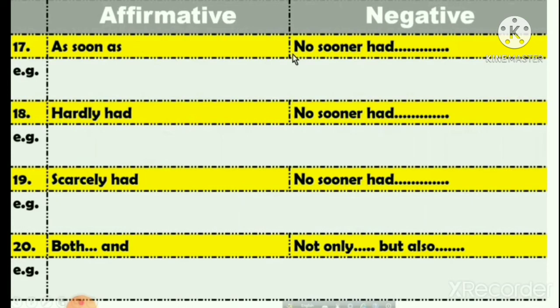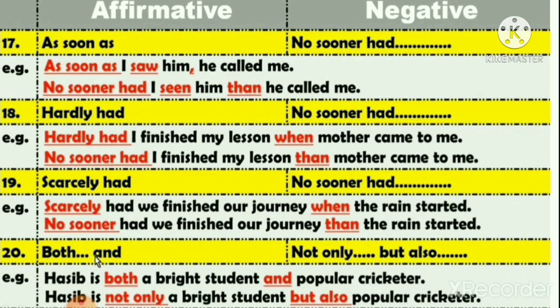Okay, if there is "as soon as", in the same way "hardly had" and "scarcely had", we can change into "no sooner had". This is past perfect tense. Okay, we can change in this structure, and "both... and": if "both" is used before a noun, we can use "not only", and instead of "and" we can use "but also".